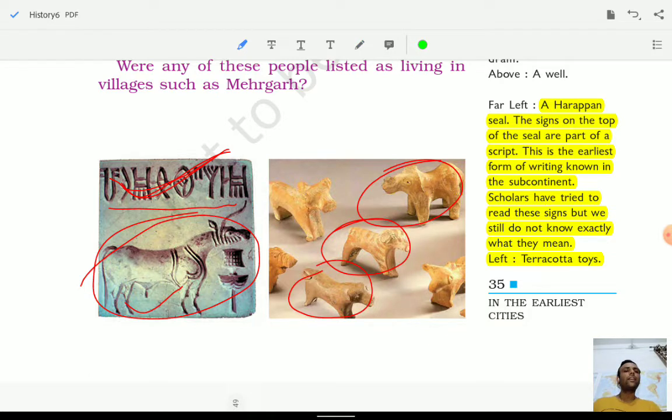So this is the earliest form of writing known in the subcontinent. Scholars have tried to read these signs, but still do not know exactly what they mean. So this is what we were referring, that still it has not been deciphered. So yet people are trying, like archaeologists and the different scholars are trying to understand what exactly was the meaning of these symbols.